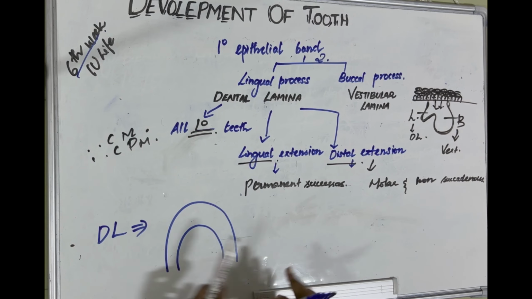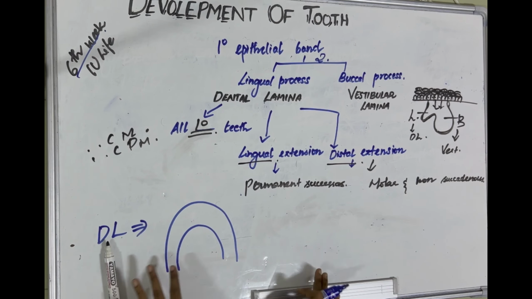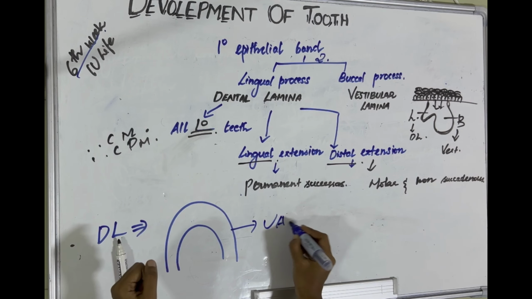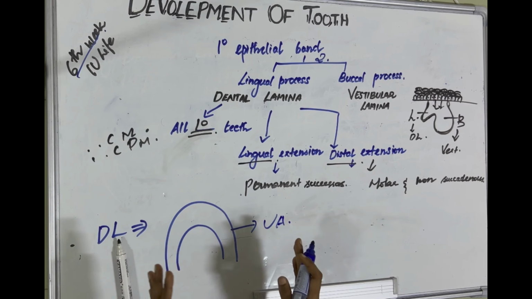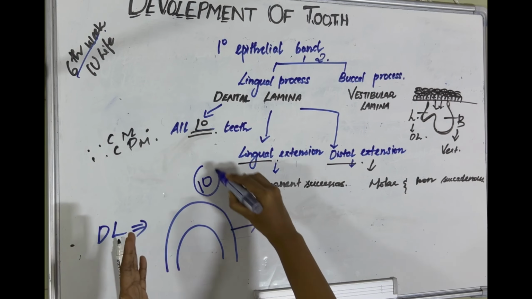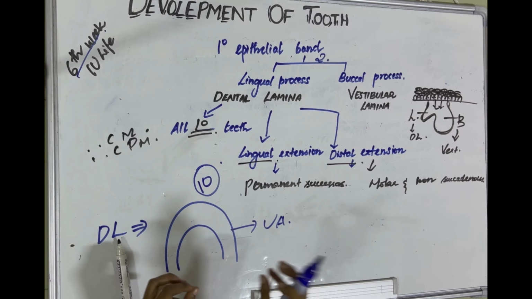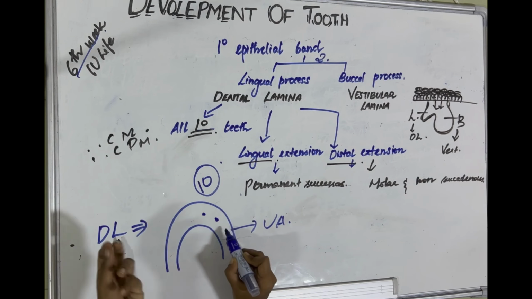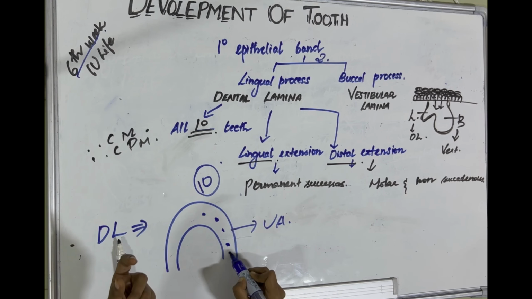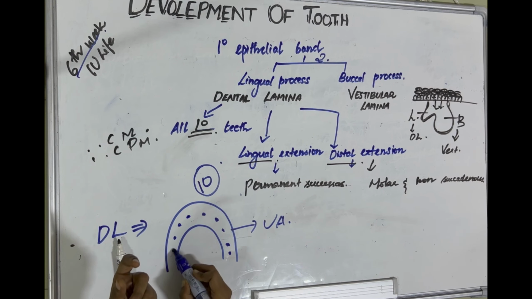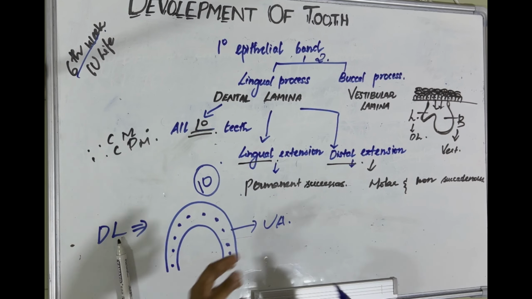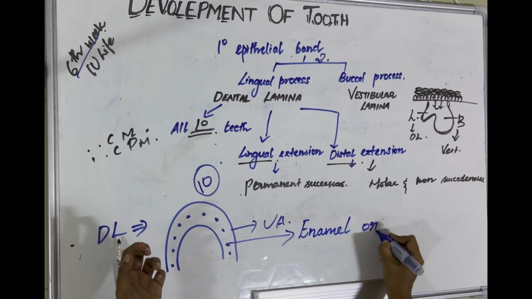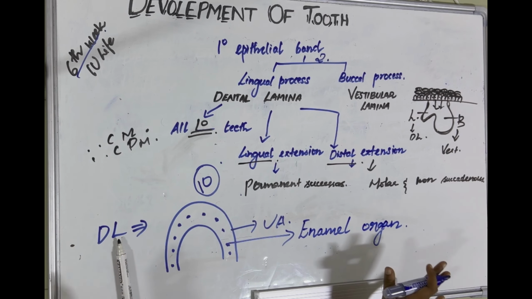So how the tooth forms from dental lamina is, the dental lamina will differentiate into an arch-shaped structure. For example, this is an upper arch. And in the upper arch, we know we have 10 deciduous teeth. So what happens is, round ovoid swellings will be forming in the position of future deciduous teeth, 5 on one side and 5 on the other side. These round ovoid swellings are called the enamel organ. This is called the enamel organ.